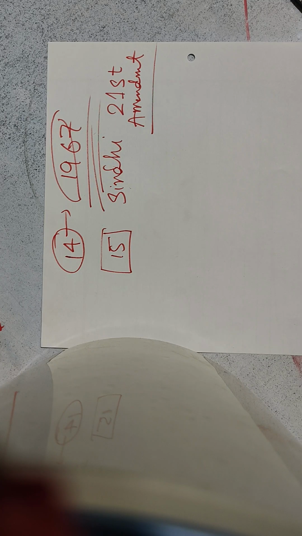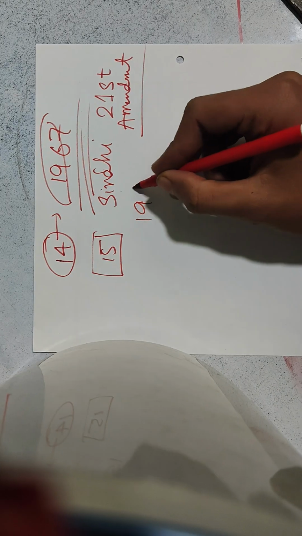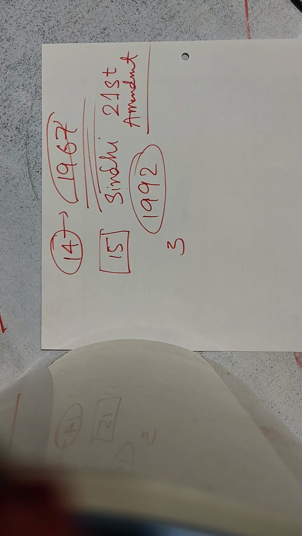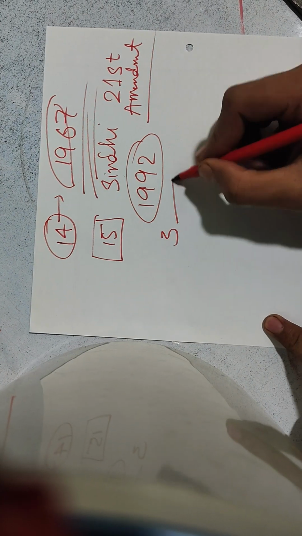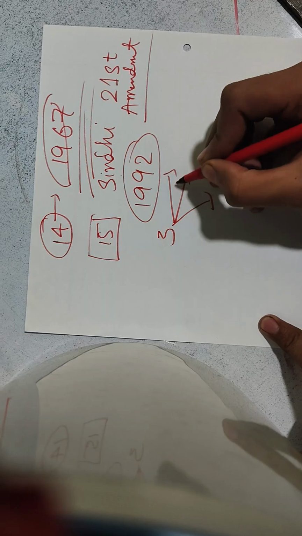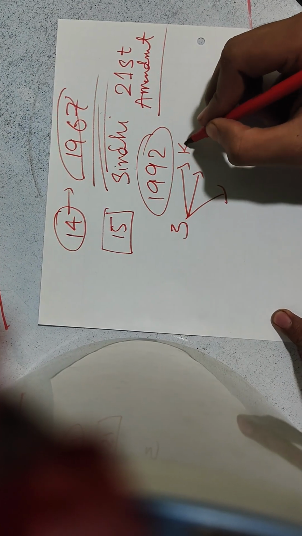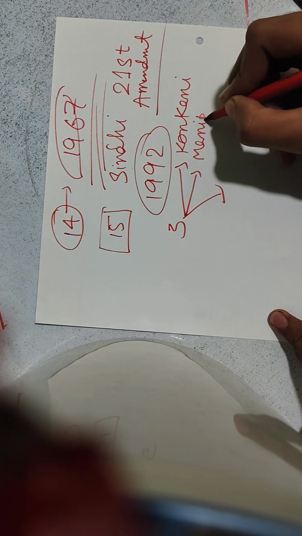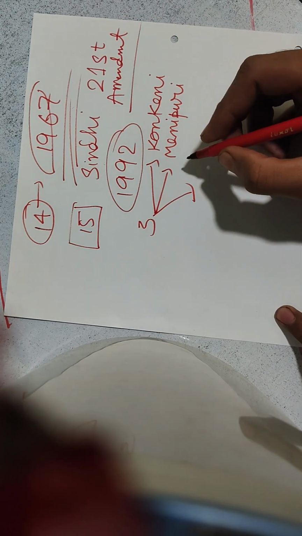After that, one more amendment occurred and it added 3 languages. Earlier, only one language, Sindhi, was added. But after several years, in the year 1992, 3 more languages were added. What were these 3 languages? They were Konkani, Manipuri, and Nepali.